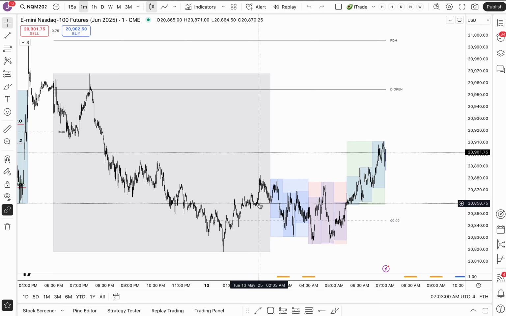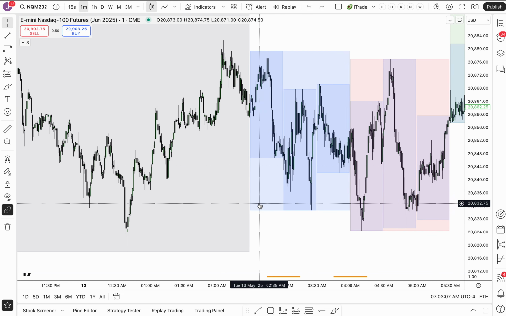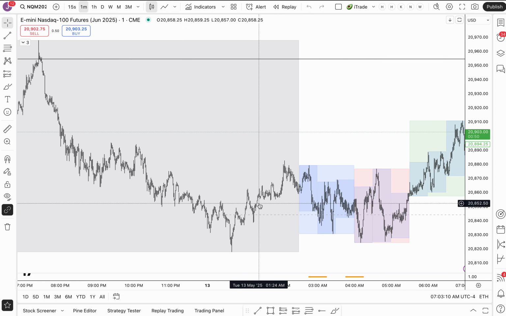Alright, let's go over the Gauntlet gap. I don't know, that's what ICT calls it. We can call it something else. I think it sounds pretty stupid, honestly. Let's see if I can find one here, just on overnight session.